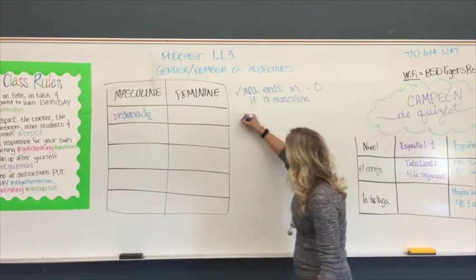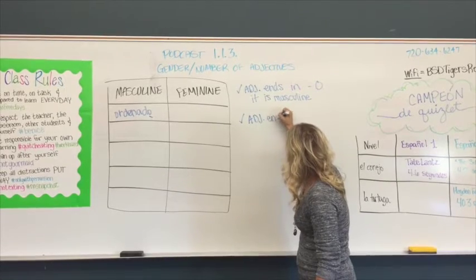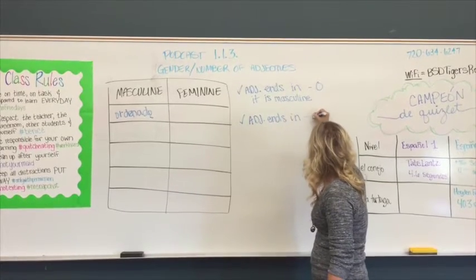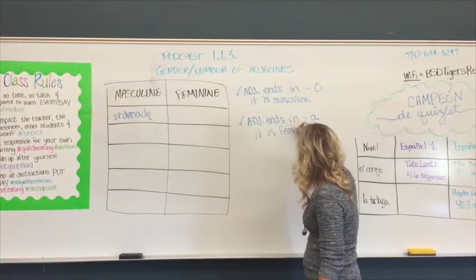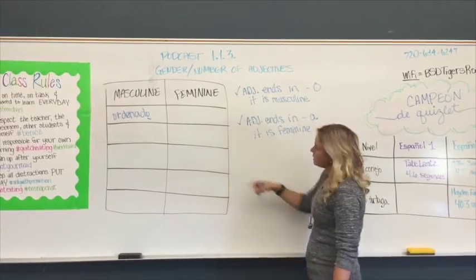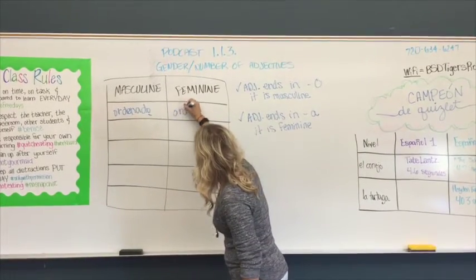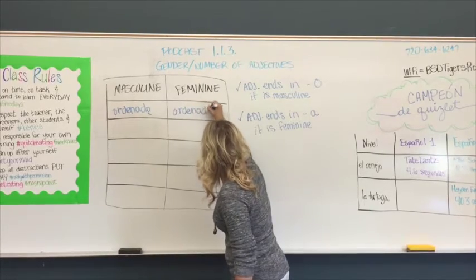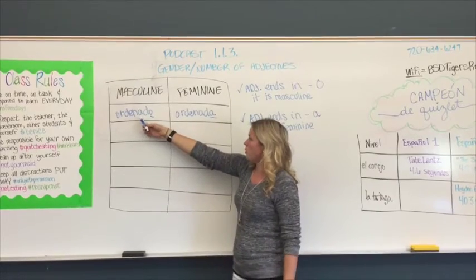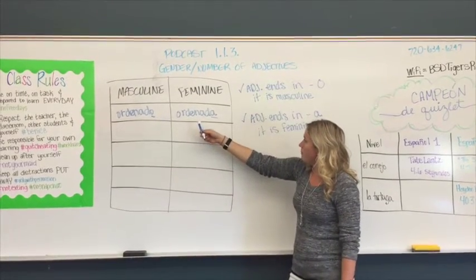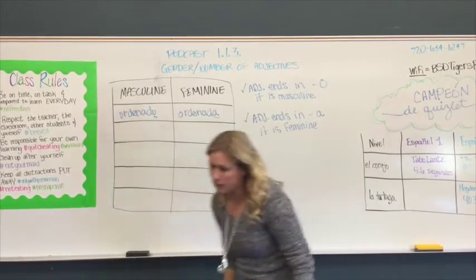The next rule you would need to know is if an adjective ends in A, it's feminine. Okay, so using that same example, ordenado, if we end it with an A, ordenada, it is now feminine. So instead of Paco es ordenado, we can say Margarita es ordenada.